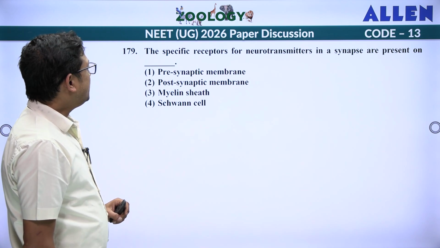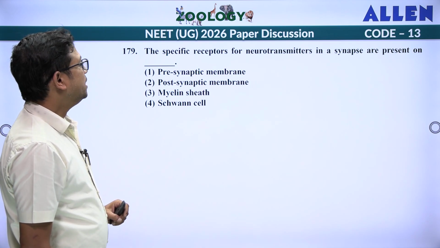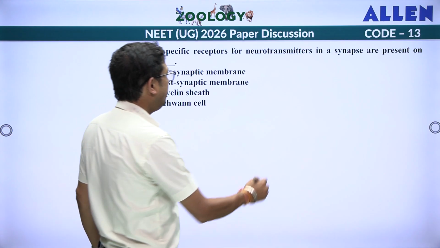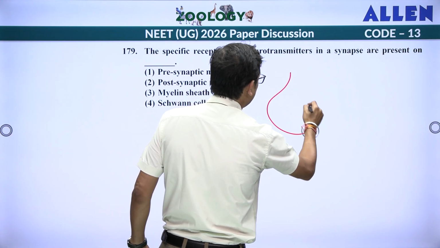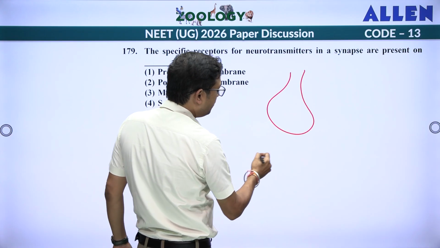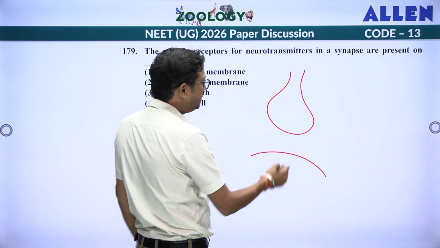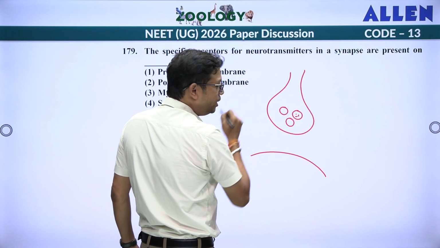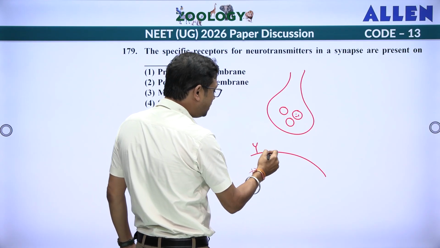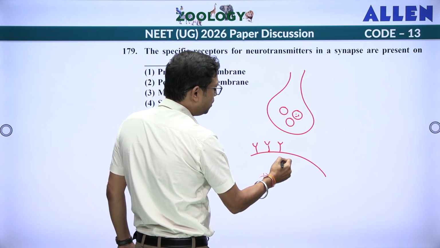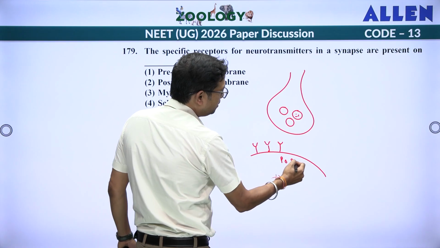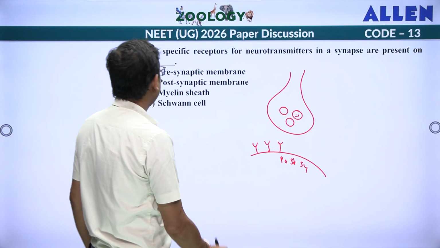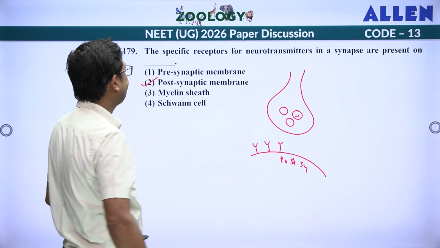The specific receptors for neurotransmitter in a synapse are present on. If you see the synapse, the association of two neurons, this is the presynaptic membrane and this is the postsynaptic membrane, right? Inside the presynaptic membrane, there are synaptic vesicles filled with the neurotransmitter, and here you will have the receptors. So on the postsynaptic membrane. So the answer is the second one.